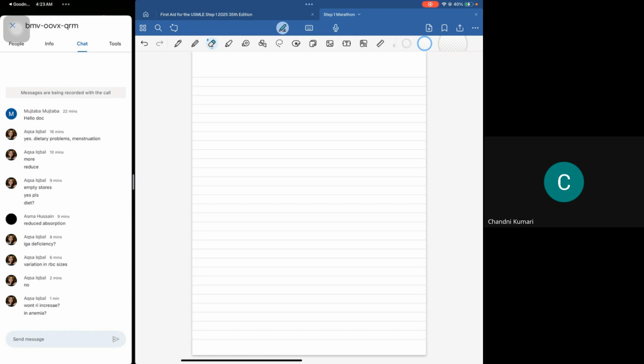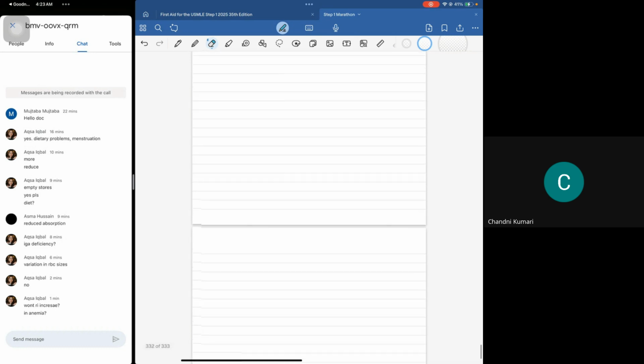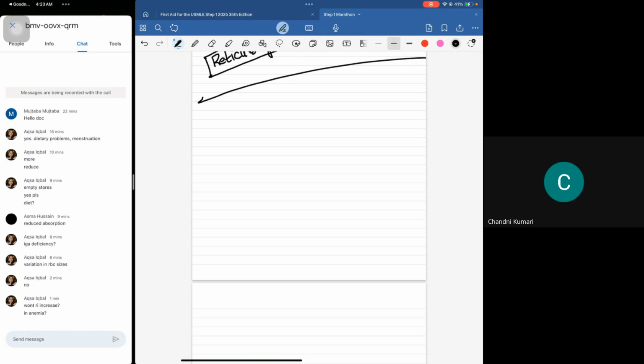So basically, what is RDW? RDW is red blood cell distribution width. The other name for it is anisocytosis. So basically, what happens is that in iron deficiency anemia, whenever you don't have enough hemoglobin, the red blood cells become small. Red blood cell size depends upon the hemoglobin, and the hemoglobin level depends on the iron. So if the hemoglobin level decreases, the size of the red blood cells is going to decrease as well. Is that clear till now?